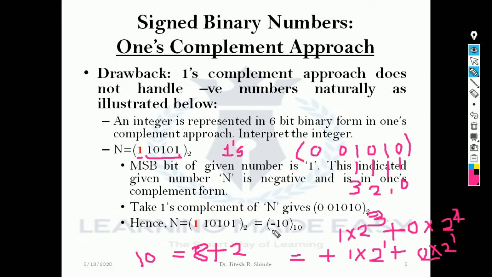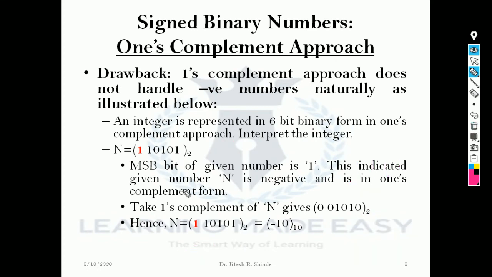Thus, since the number is negative, we write a minus sign here, and the magnitude obtained here is 10. This process is followed only when the number is negative, because the magnitude here is in one's complement format. So to obtain the actual magnitude, we need to find the one's complement of the given number.